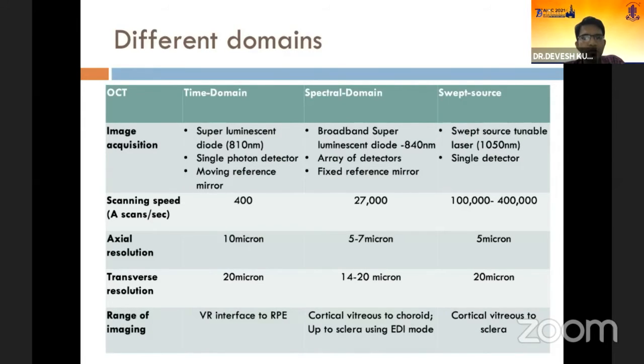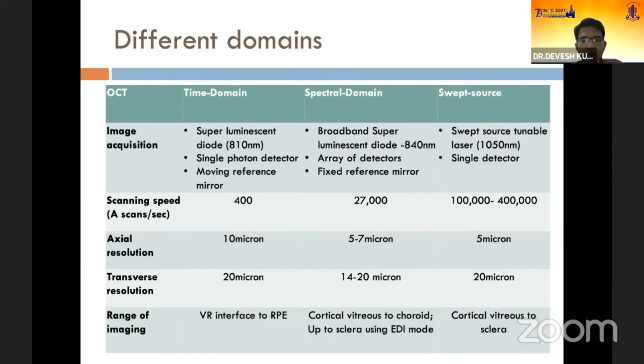In time domain, there is a single detector and there is a reference mirror which moves. Whereas in spectral domain and swept source domain, the mirror is fixed, and in spectral domain there is an array of detectors which detect the reflected light from numerous ocular tissues simultaneously. Therefore, the time to acquire the image reduces and the scanning speed is higher. The axial resolution of spectral domain and swept source domain is higher than time domain. And the range of imaging is also different.